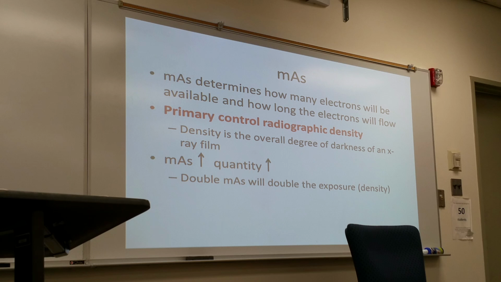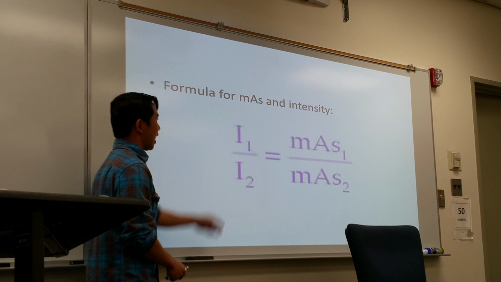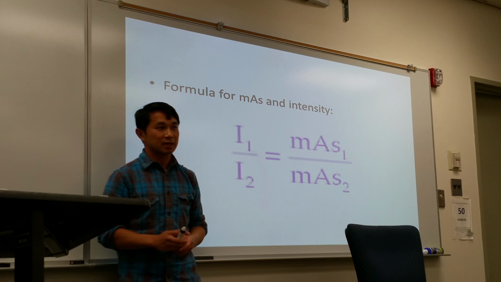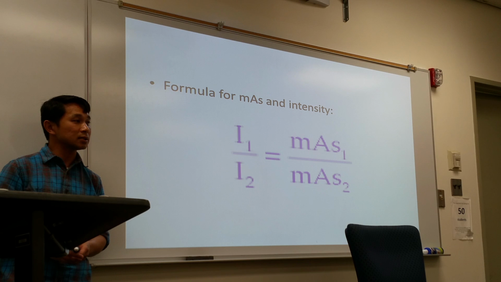And there's an equation that we use to determine how much intensity level we get based on the change of mAs. The formula used for mAs and intensity would be I1 over I2 equal to mAs1 over mAs2. Original intensity over new intensity equals original mAs over new mAs. So it's a proportional relationship.